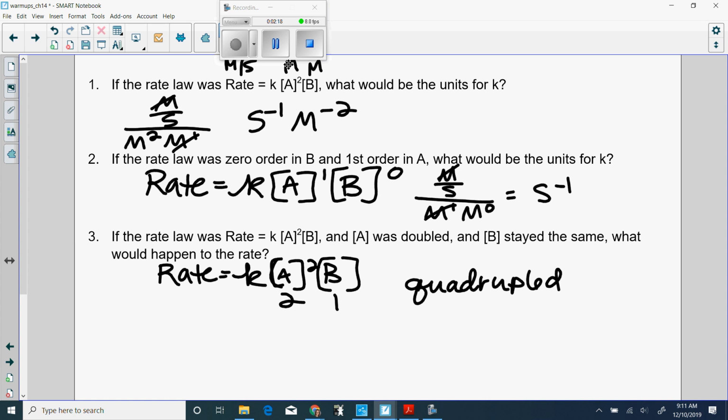When we bring it to the top, it becomes negative, and then M to the 2nd power. If anything is to the 0 power, just like algebra, it means 1. So one of my M's cancels with one of my M's, and M to the 0 is 1. All I'm left with is a per second. Per means like -1. And then if our rate law is 2nd order in A and 1st order in B, it's not wrong if you write a 1, you just don't have to write a 1. And I doubled A, but B stayed the same. 2 to the 2nd power is 4, so my rate is going to be quadrupled.